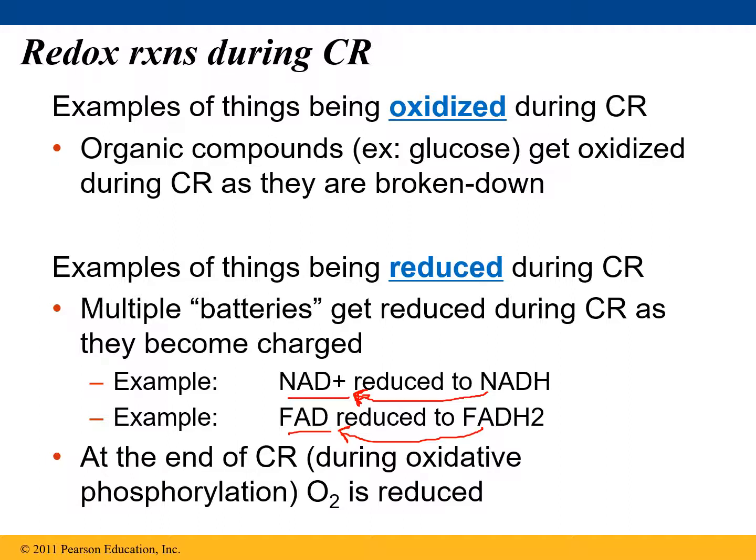Another spot where you're going to see reduction come up is at the end of aerobic cellular respiration, when oxygen gets reduced, meaning that this oxygen receives the electrons from the electron transport chain.